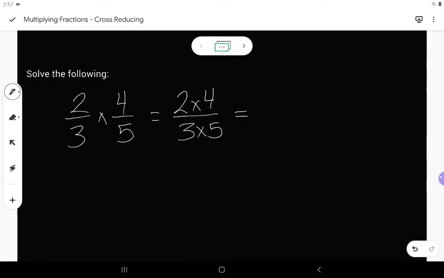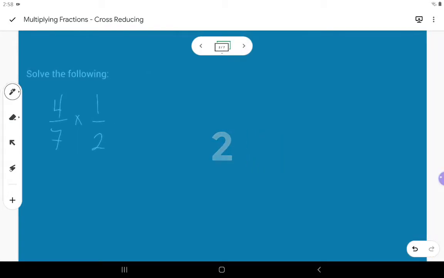2 times 4 is 8. 3 times 5 is 15. Oh my goodness. All I need to know is my times table. Anyone can multiply two fractions together. I know you guys can do it. You're so smart. Okay? All right, let's do another one. This goes so fast, right?